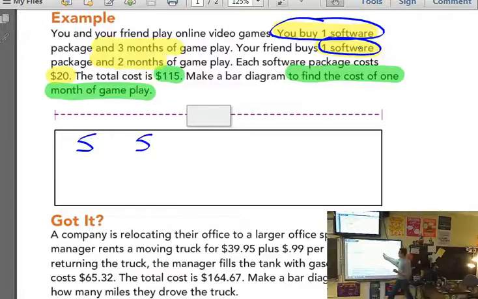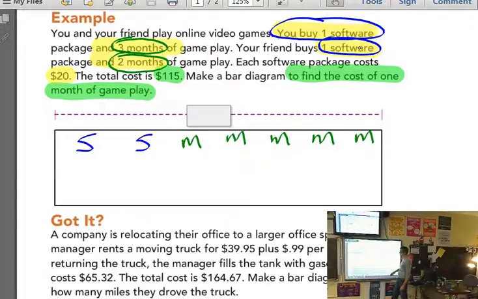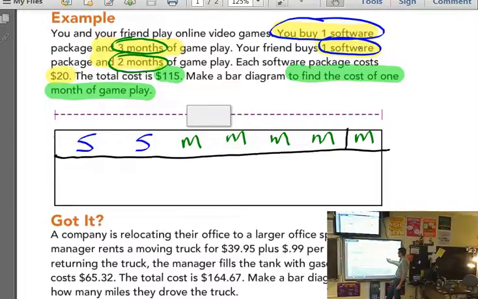Yeah, months of gameplay. I buy 3 months. My friend buys 2 months. How many months is that together? 5 months. So I've got a month, a month, a month, a month, and a month. This model should take up the entire width of this box. If it does not, fix it. And that's going to equal your $115.